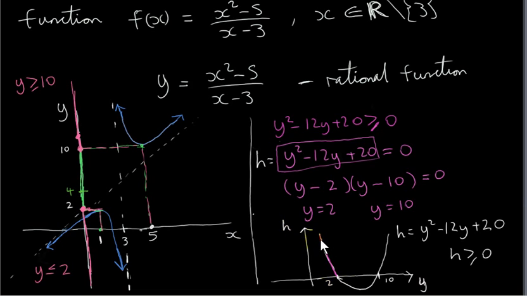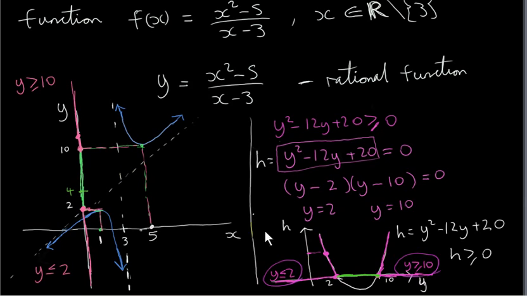Well, it's all these points here. Pick this point here, h is positive. Similarly for this section here. So what values of y correspond to these sections? Well, if we take all values of y less than or equal to 2, 2 is included, or all values of y greater than or equal to 10. So the solution set of our inequality consists of these two regions.